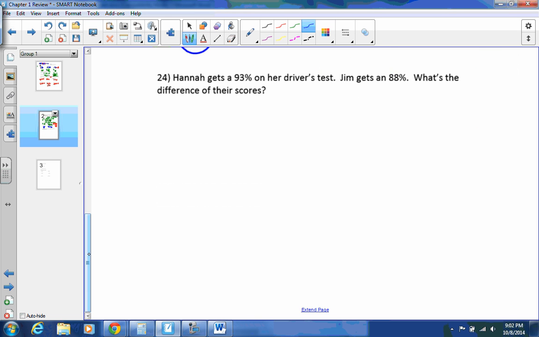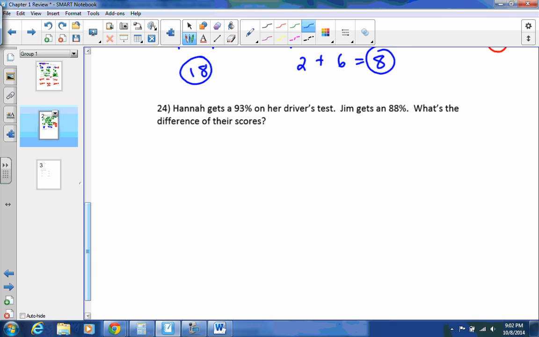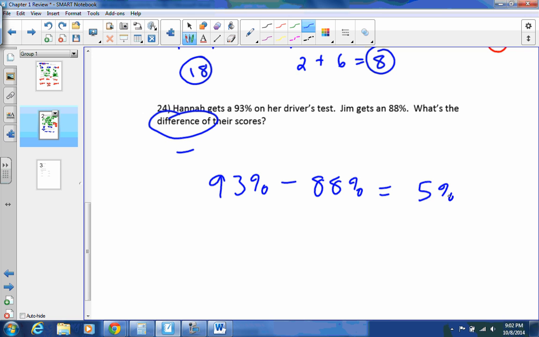All right, last one on this page, we've got just a little word problem. It says Hannah gets 93% on her driver's test. Sounds like a pretty good grade to me. Jim gets 88%. What is the difference of their scores? Now, if you remember, difference is subtraction. So if you have 93% minus 88%, your difference there is a total of 5%. That's all we're asking. 5% difference there.